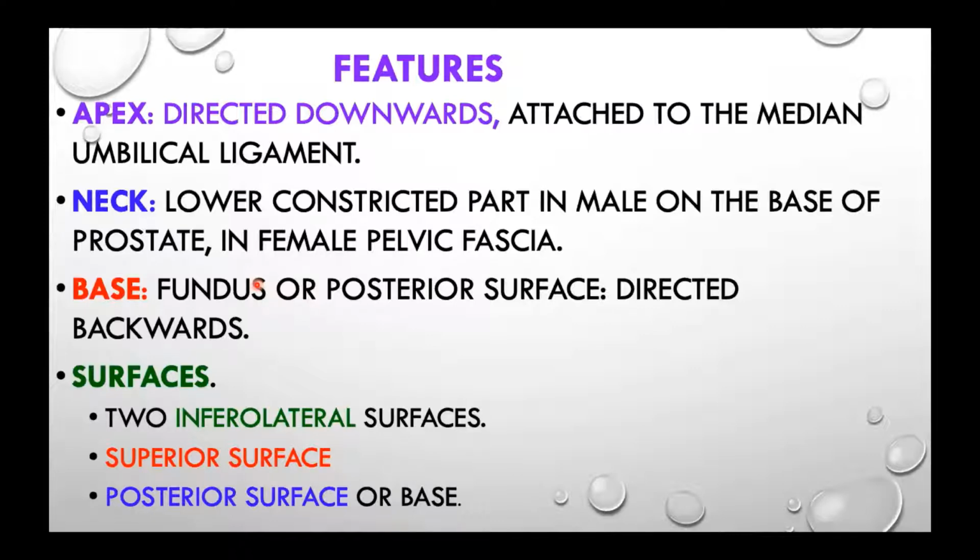The neck is situated lower, and it is a constricted part. In males, it is situated on the base of the prostate, whereas in females, it is directly resting on the pelvic fascia. The base of the urinary bladder, also known as the fundus or the posterior surface, is directed backwards. The surfaces are two inferolateral surfaces, one on the right and one on the left, one superior surface, and one posterior surface, or the base.